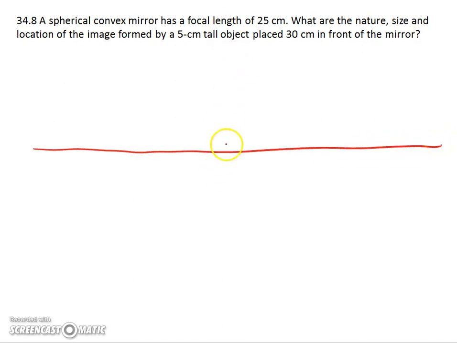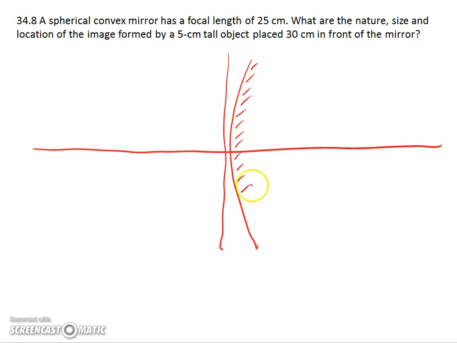There's my optic axis. Here is the position of my mirror, and this time I'm going to make it a convex mirror. The radius of curvature, and therefore the center of curvature, and therefore the focal point, are behind the mirror, and therefore, because real is positive, they are negative quantities. So the focal length is minus 25 centimeters.